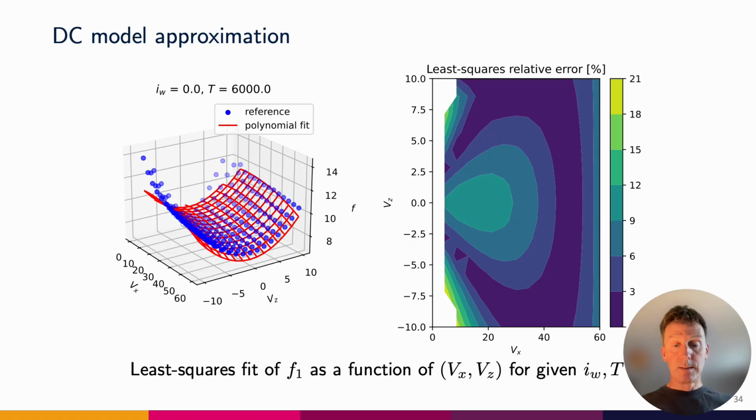This slide gives an idea of the accuracy of the DC approximation to the nonlinear dynamics. So it shows the result of fitting a polynomial using least squares to the nonlinear dynamics, and then the error that we get as a result of this least squares fit.